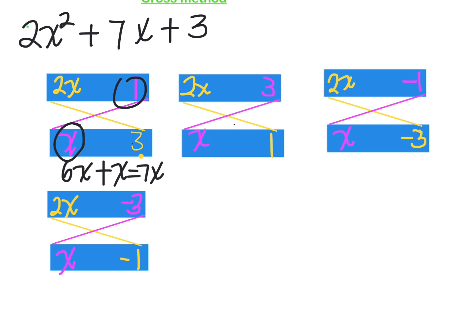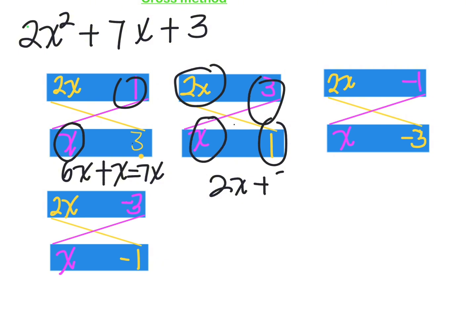Now let's try the other one. Just for interest's sake, you would have said 2x times 1. That is 2x plus x times 3. That is 3x. You see, you get 5x. So you wouldn't have taken this one, and you'd have done that for all of them, but we've already gotten 7x, so we know that the first cross multiplication is the correct one.